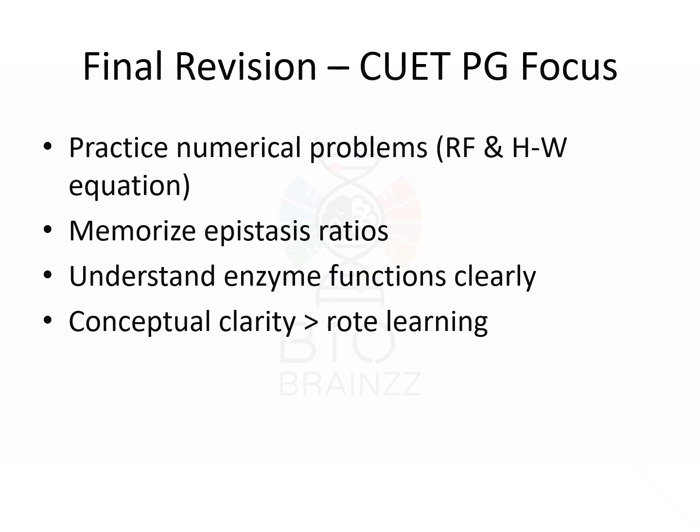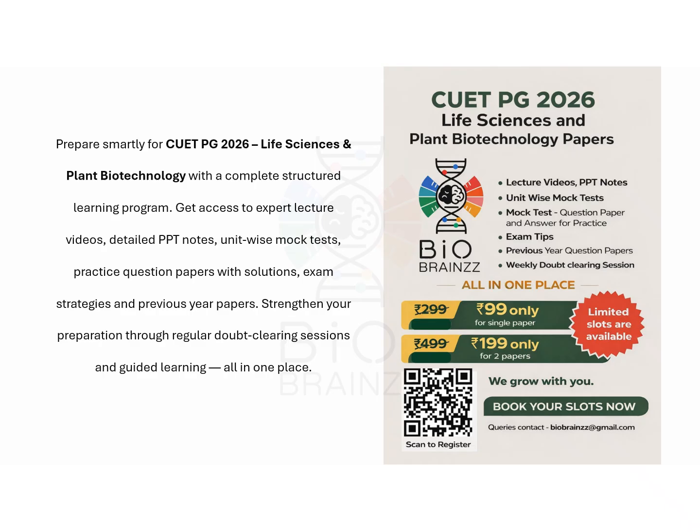Final revision. To prepare for CUET PG, focus on understanding concepts clearly and practice numerical problems, memorize important ratios, understand enzyme functions, and learn how processes connect with each other. Practice improves speed and accuracy.